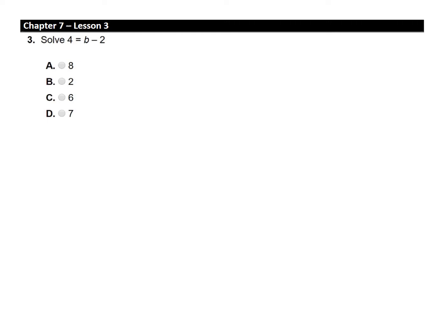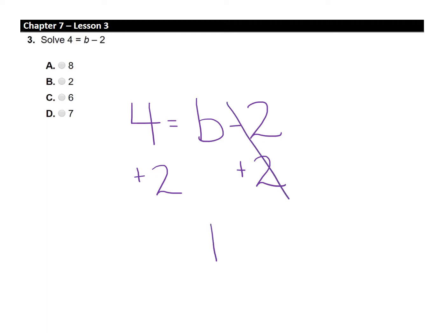Chapter 7, Lesson 3. Solve 4 equals B, subtract 2. I'm going to add 2 to both sides. Subtract 2, add 2, cancels each other out. And B equals 6.